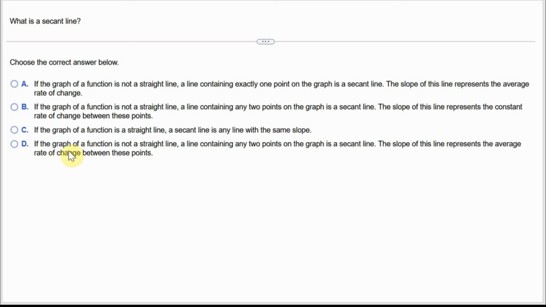Part D: if the graph of a function is not a straight line, a line containing any 2 points of a graph is a secant line. That's good. The slope of this line represents the average rate. Now watch this. Here they have average. Over here they have constant. So the question is, for this idea of the secant line, the slope of this line represents, is it the constant rate of change between these 2 points, or is it the average rate of change between these 2 points? So it's going to be the average, right? Very good.